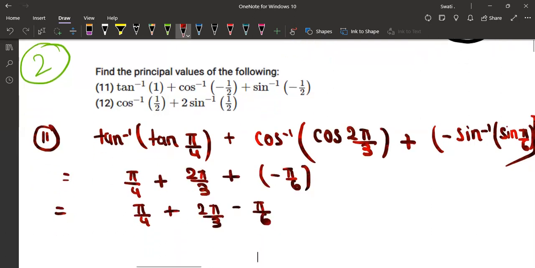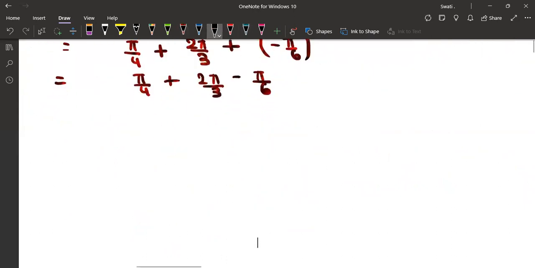Now what we will do, we will of course simplify this by doing the LCM. So if I take the LCM of 4, 3 and 6, of course the answer is 12. So 4 times, I hope there is no doubt in this. If there is any doubt, okay.